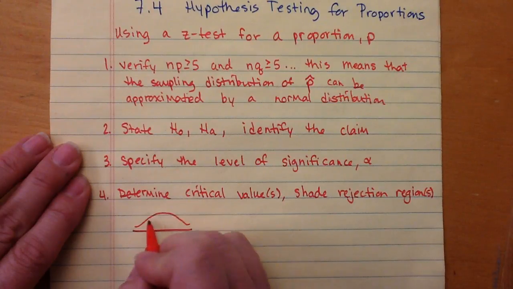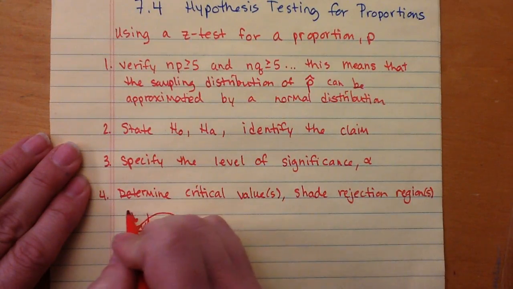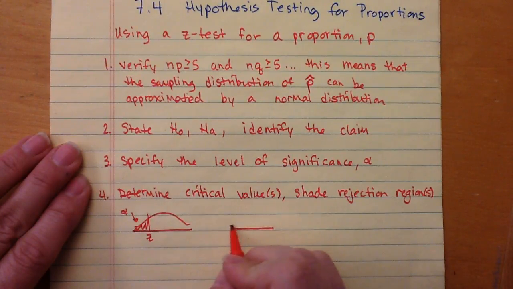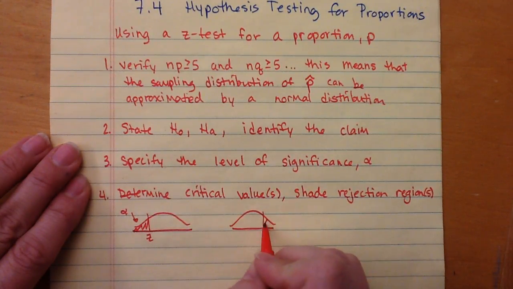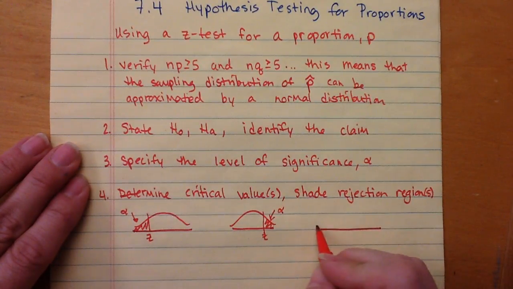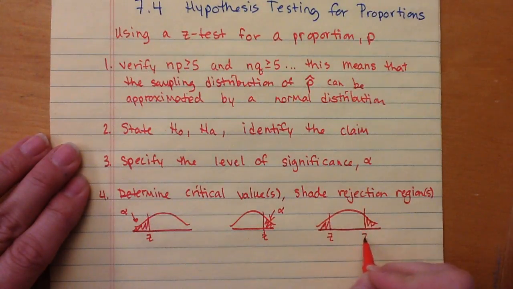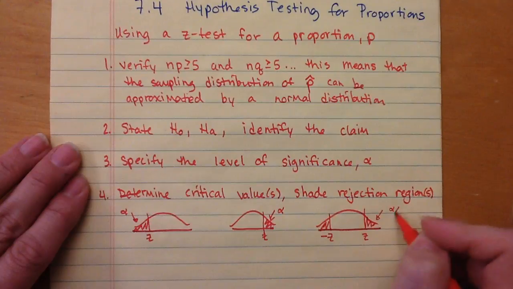Remember, we might have a left-tailed test where we have a z-score here and this area is alpha. We might have a right-tailed test with a z-score critical value and this area is alpha, or we might have a two-tailed test with two z-scores, one positive, one negative, where those areas are alpha over 2.